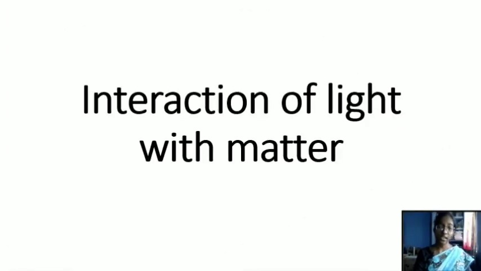Next, we will see the interaction of light with matter. The light interacts with different materials, and based on these interactions, they are classified into different types. We will see what they are.